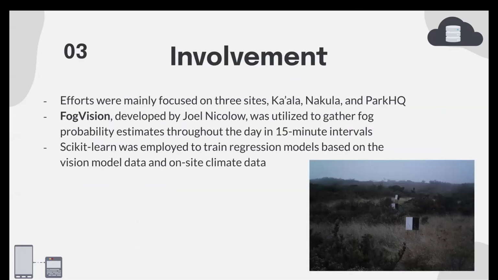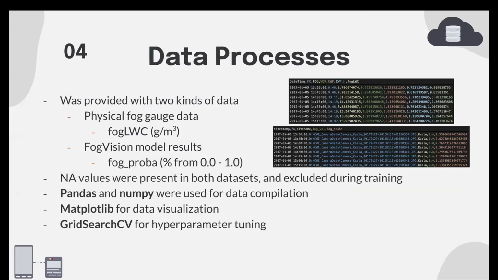Once again, efforts were mainly focused on three sites: Ka'ala, Nakula, and Park HQ. As mentioned before, I used the Python framework Fog Vision, which estimates fog probabilities throughout the day in 15-minute intervals. It looks at a picture of the landscape and gives a probability for how certain it is that fog is in the image. Anything above 0.5 is fog, anything below is no fog. I also used scikit-learn to train regression models based on the vision data and the on-site climate data.